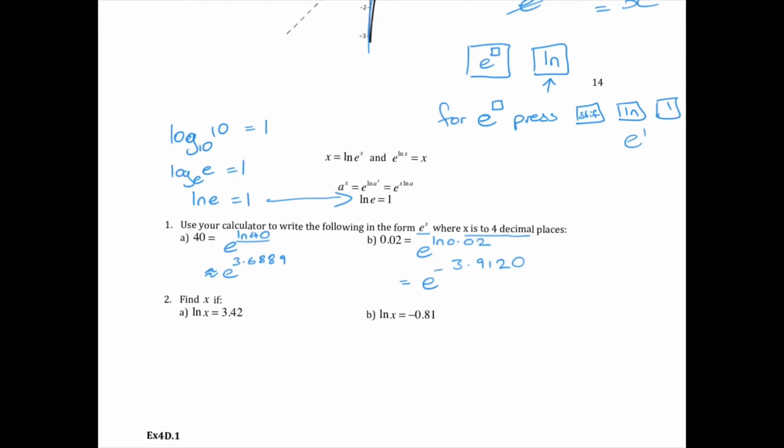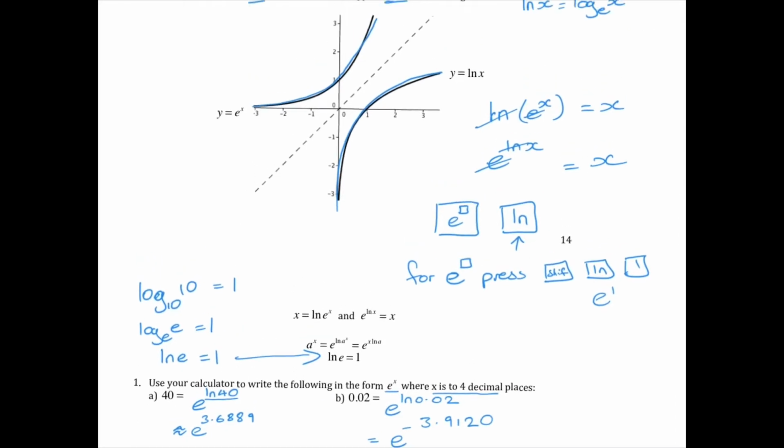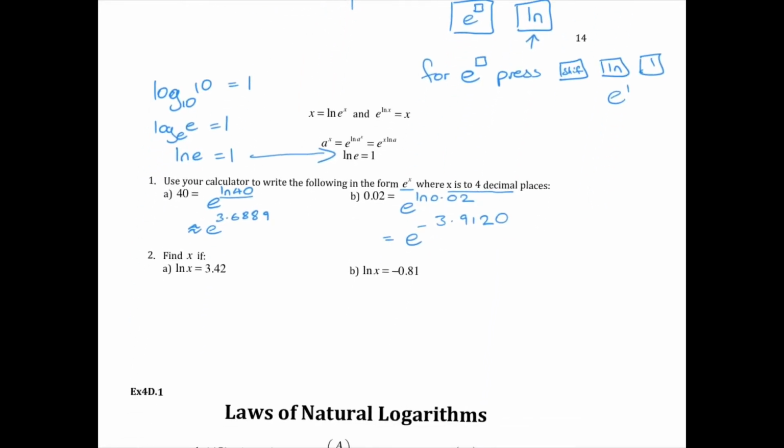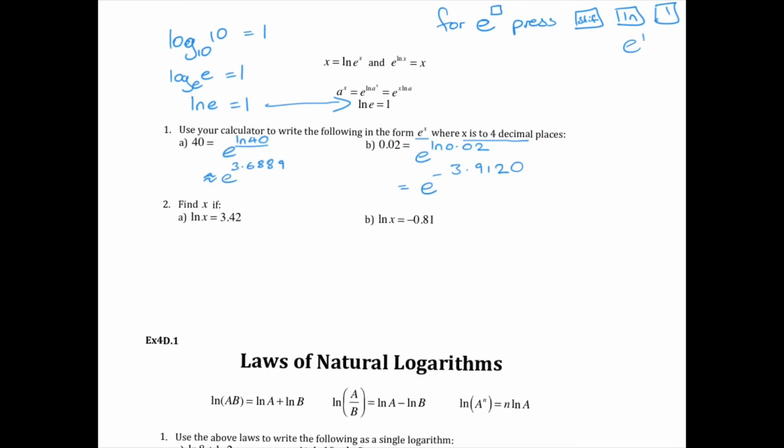The reason it's a negative, girls, look at this graph. 0.02 would be somewhere in there, right? And if you go down to the ln function, it's a negative. Do you see that? When x is between 0 and 1 in here, it's down here, a negative. That's why it's negative.